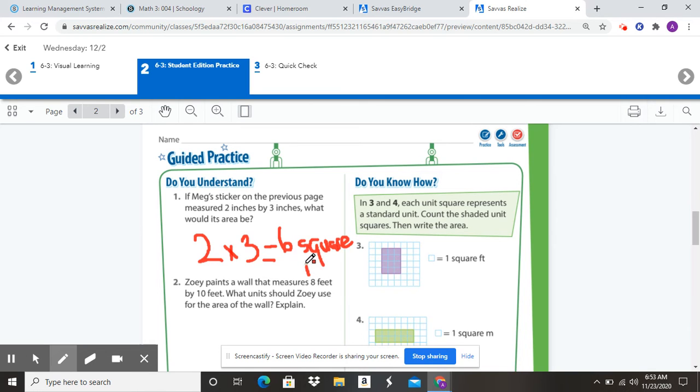So it's square inches. And instead of just saying unit, I'm going to get more specific because I know that it's measured in square inches. All right? So let's look at number 2. Zoe paints a wall that measures 8 feet by 10 feet. What units should Zoe use for the area of the wall? So what's the problem going to be for this measurement that Zoe has to paint her wall?